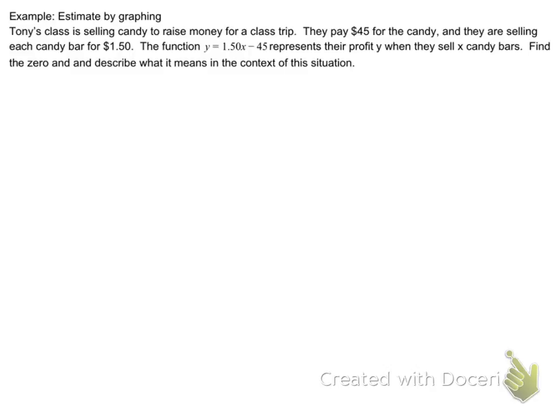The function y equals 1.50x minus 45 would represent the profit y when they sell x candy bars, right? Every candy bar they sell, they make money, but you have to, at the end, take away the cost of all those candy bars, right? That's why you got minus 45. It says find the 0 and describe what it means in the context of the solution.